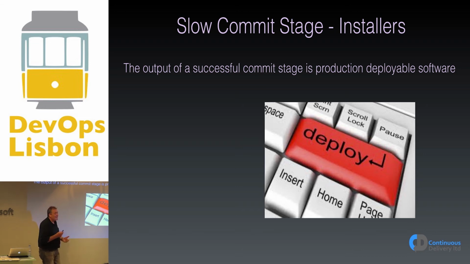So think about those things, think about the efficiency of what's going on. Start thinking about trying to make your deployed images as lean as they can be. So the output of a successful commit stage is production deployed software.